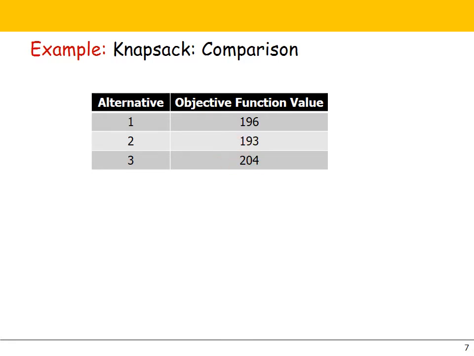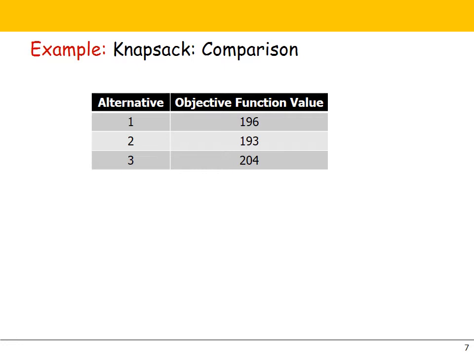So for this instance of Knapsack, alternative 3 is the best alternative. All of them provide good solutions. All of them provide, let's say, feasible solutions. But for this instance, only for this instance, alternative 3 is better than the first two alternatives. But we cannot generalize this. You need to make more tests to understand how they perform under different instances of the problem.